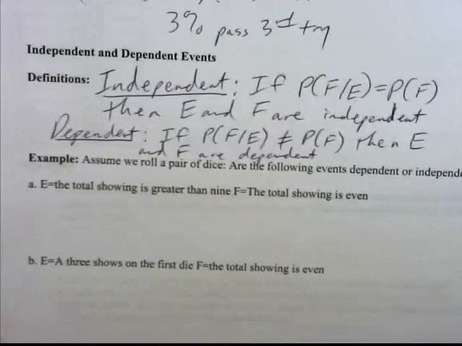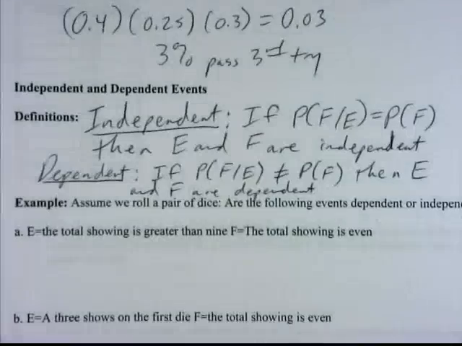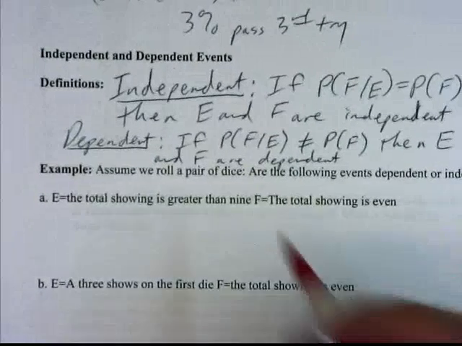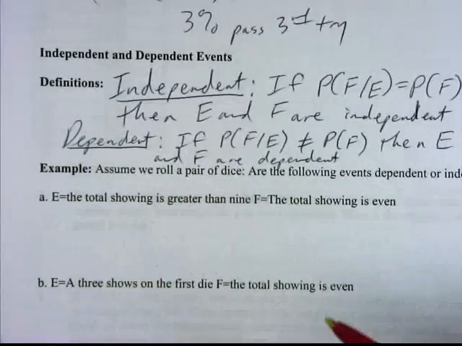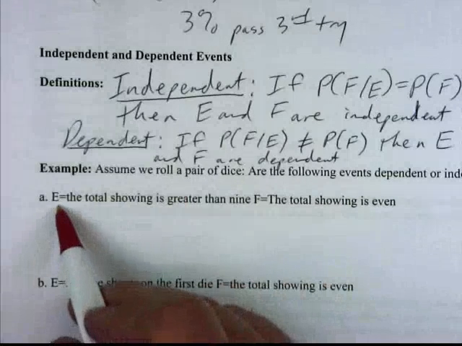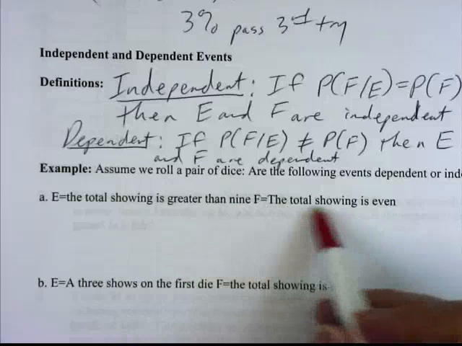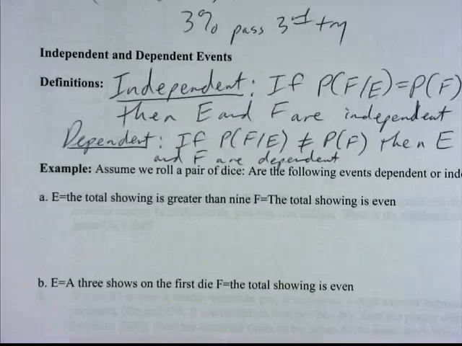So let's look at a couple of examples here. Put this other page back behind. So the first example says, assume we roll a pair of dice. Are the following events dependent or independent? E, the total showing is greater than 9. F, the total showing is even.